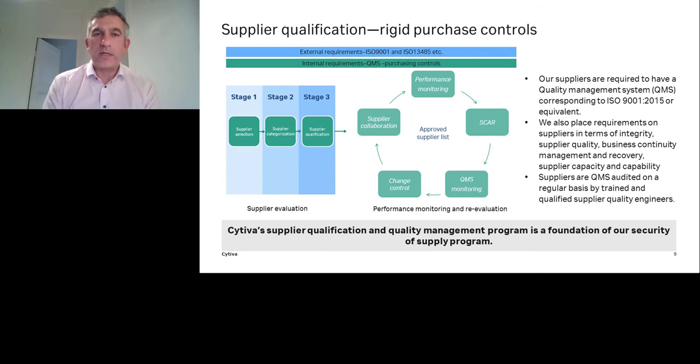And then, of course, it's fair to say that none of this would really work without the collaboration of our suppliers. So just on the right-hand side, I just want to summarize that our suppliers are required to have a quality management system in place, but we also place requirements on our suppliers in terms of what standards they should achieve in terms of integrity, business continuity management and recovery, and supply capacity and capability. And we audit our suppliers regularly from a risk-based perspective.